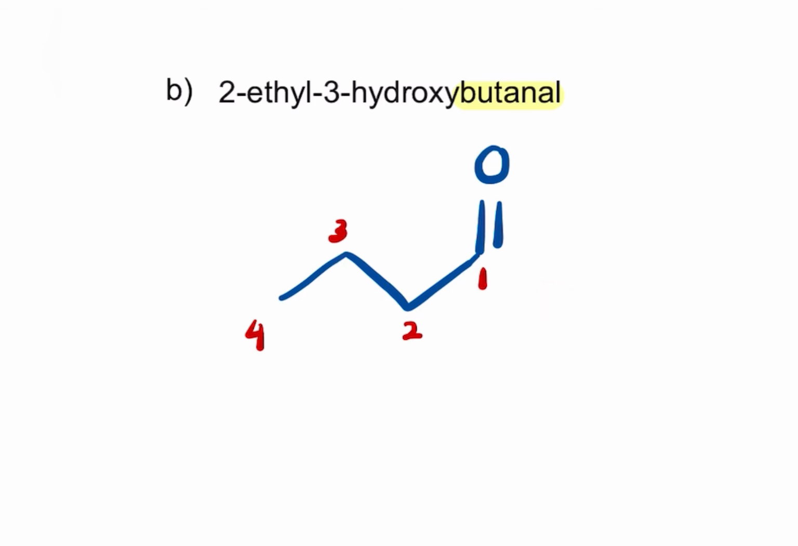Next, I have my substituent, which is 3-hydroxy. So this one is the OH group attached to carbon number 3. So at carbon number 3, I have O and then H. Make sure it is attached to the oxygen atom. And next, I have the last substituent, which is 2-ethyl. So at carbon number 2, I have ethyl. So this is my structure for B.